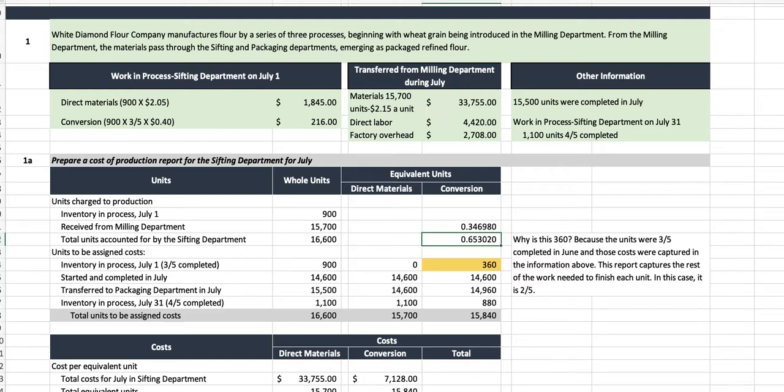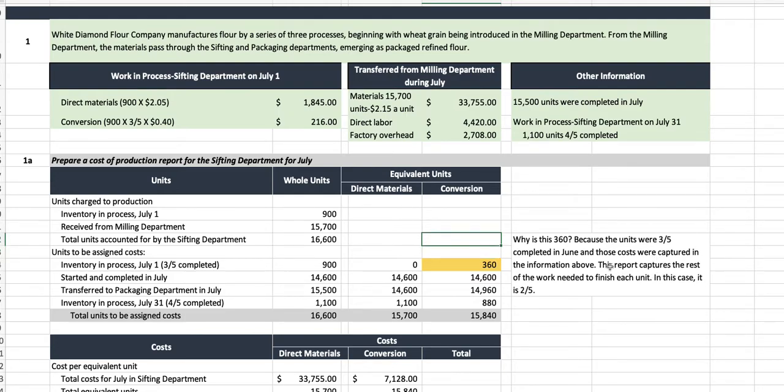And once you're in the habit of saying 1 minus whatever was complete, then it's easy just to shift from simple math to a little bit more complex math. So my calculation was 900 times the 2/5. If you wanted to see the actual calculation by 2/5, you can see it here. It's 360. So those are the equivalent units.